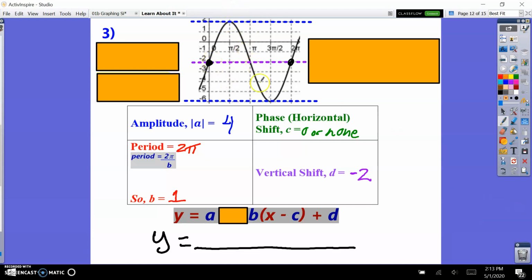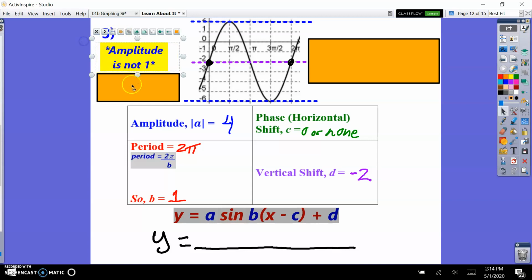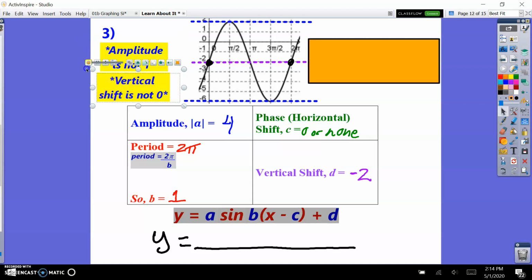So middle, high, middle, low, middle, which means that this is going to be a sine function. Okay, so this is going to be a sine function, but we have a couple things that are different from the sine function that we saw in problem 1. So this one does not have an amplitude of 1. This one has a vertical shift, so it's not 0 this time.